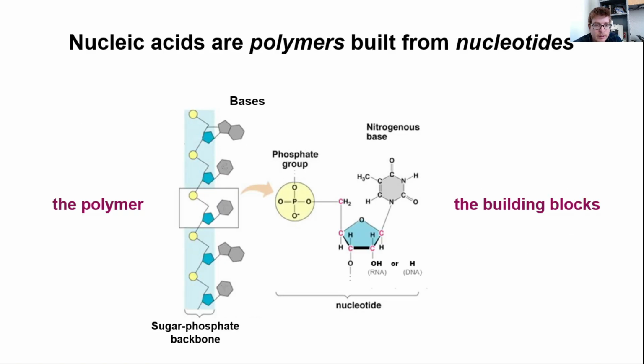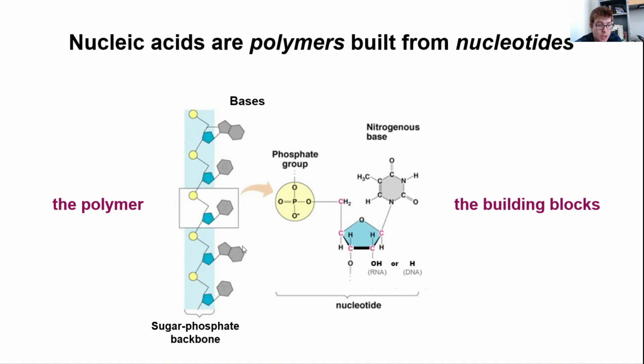Okay, so let's get started learning about nucleic acids. So what is a nucleic acid? Well, a nucleic acid is a polymer built up from nucleotide monomers. Just in the same way you learned that a protein is a polymer built up of amino acids, nucleic acids are polymers built from nucleotides. So nucleotides are the building blocks, and the nucleic acid is the polymer.